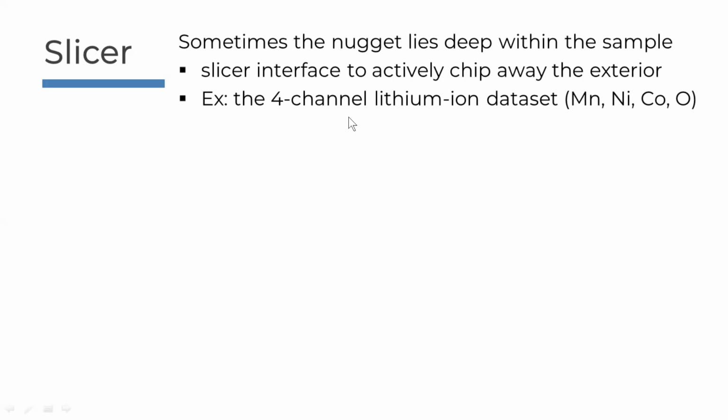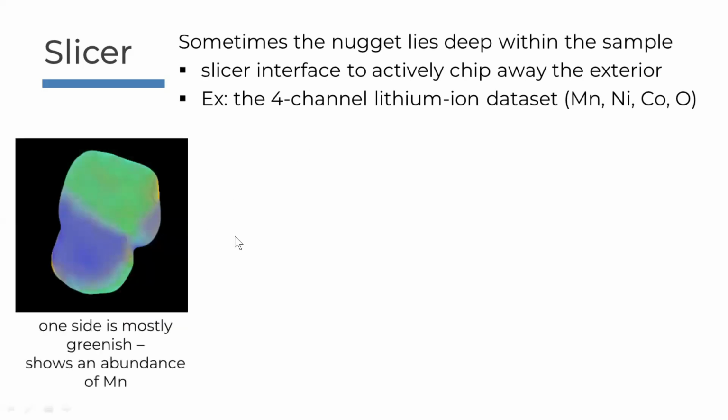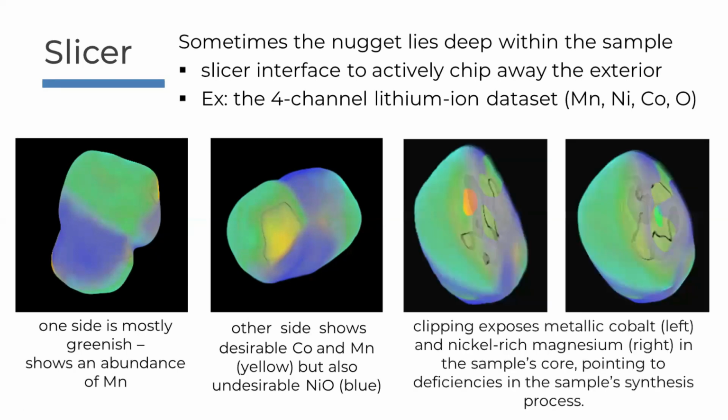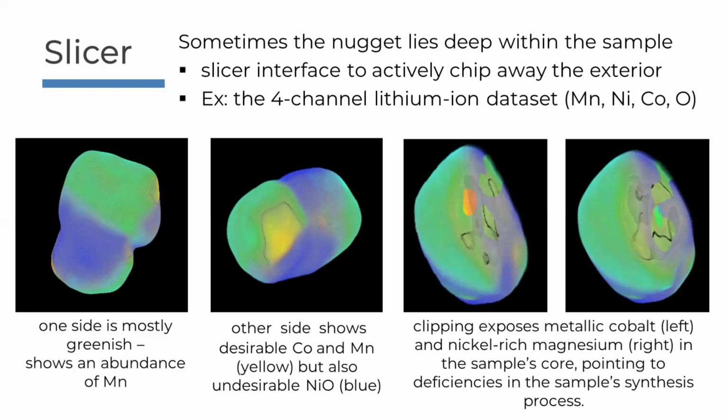For example, this 4-channel lithium ion data set that we have here is from the University of Irvine. Here we see manganese, nickel, cobalt, and oxide. One side is mostly greenish, and that shows an abundance of magnesium. Then the other side shows desirable cobalt and magnesium, but it also shows this nitrous oxide, which is blue, which we don't want. That's what they said they don't want. They're really excited about this picture because they couldn't really see this before. But what they also really liked was that you can clip now and expose inner structures that you couldn't see very well from the outside, right?